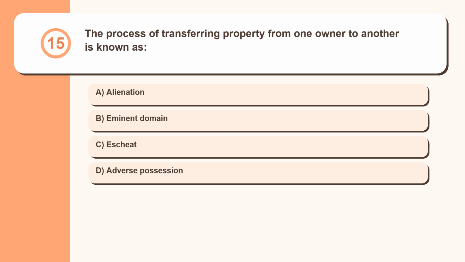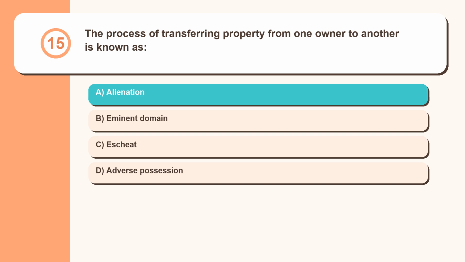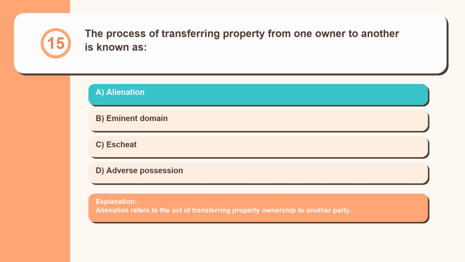Question 15. The process of transferring property from one owner to another is known as alienation, eminent domain, escheat, adverse possession. Alienation refers to the act of transferring property ownership to another party.